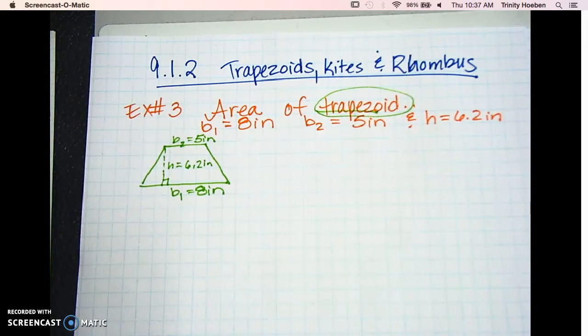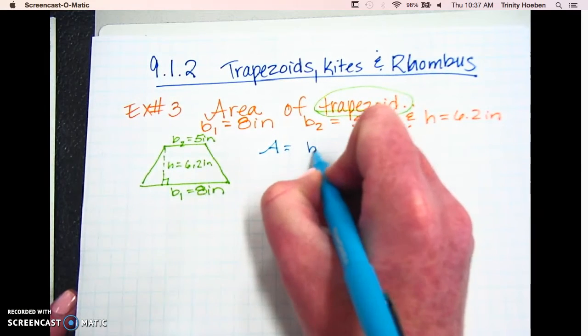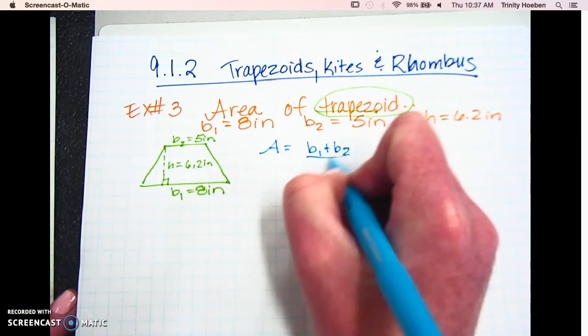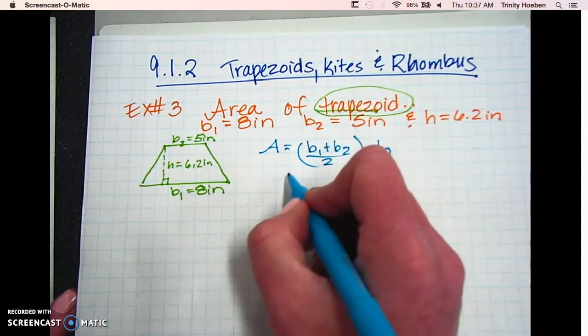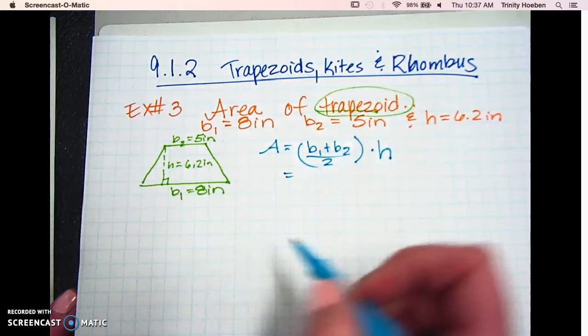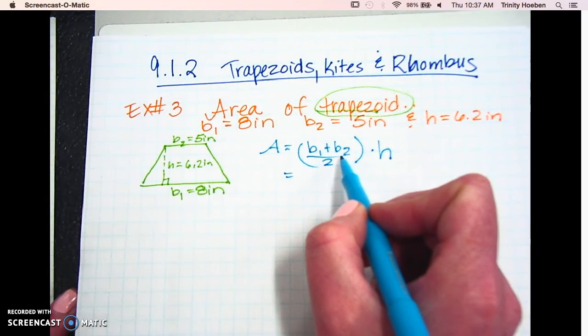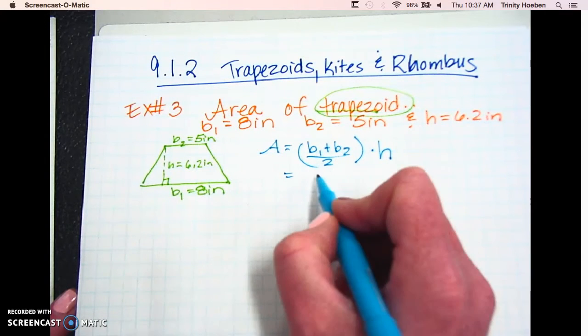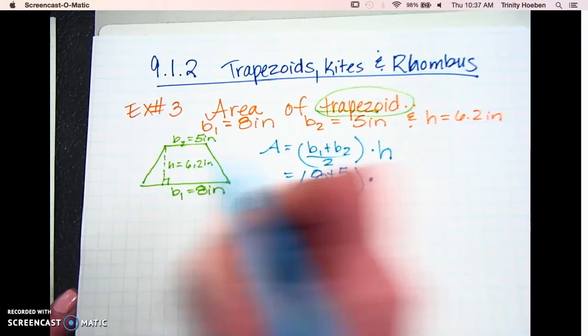All right, so that's all the values I need for my formula, so I don't have to use the Pythagorean theorem first. I'm simply going to get the formula off my formula sheet, which is to add the 2 bases and divide by 2. So I'm going to find their average length and then multiply it times the height. All right? Third step, I'm going to plug in the values. So for base 1, I've got 8. For base 2, I've got 5. So I'm going to say 8 plus 5 and divide that by 2. Multiply that by the height, which is 6.2.